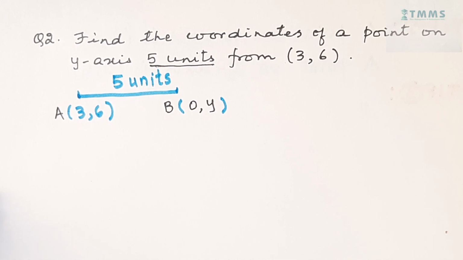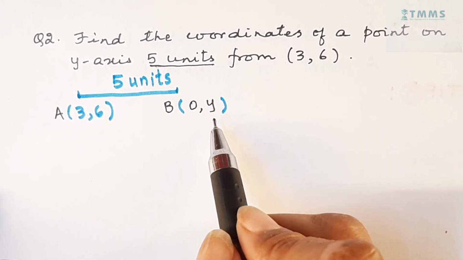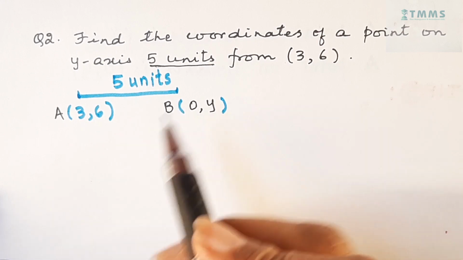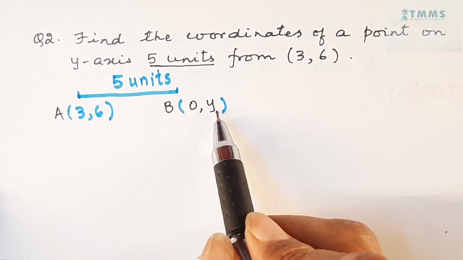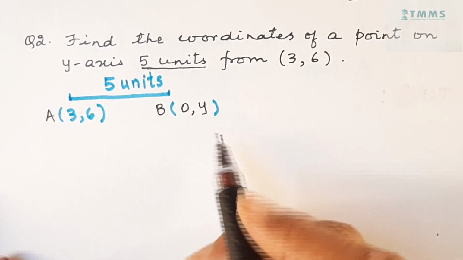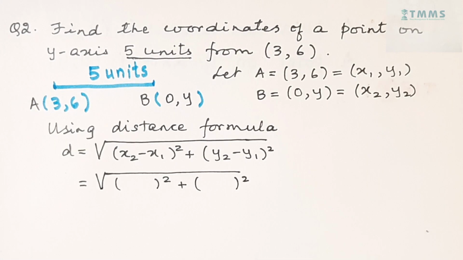What is our distance formula? D is equal to under root x2 minus x1 whole square plus y2 minus y1 whole square. So which one will be our x1 and y1? Which one will be x2 and y2? Now here I am going to have y here. So y minus 6 will be wiser to write rather than 6 minus y. So I will take this as x2, y2. So we write just that.